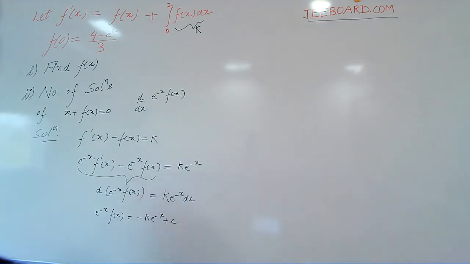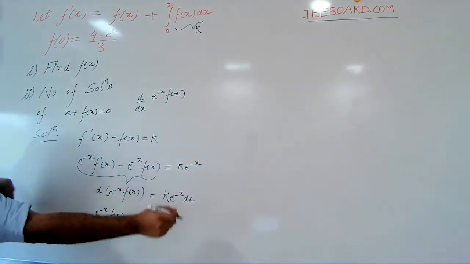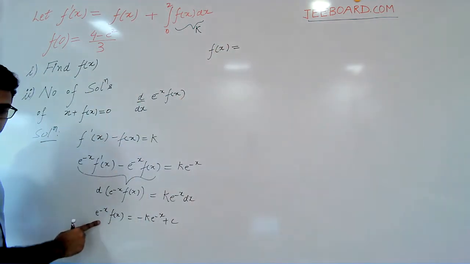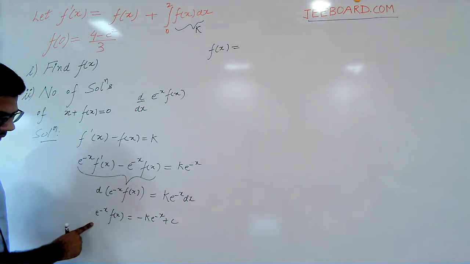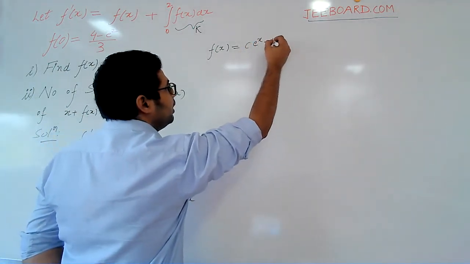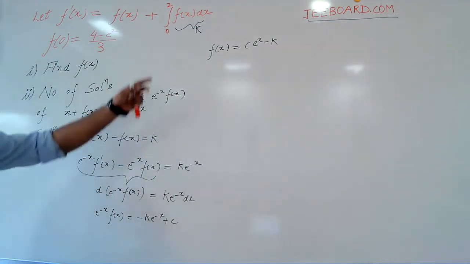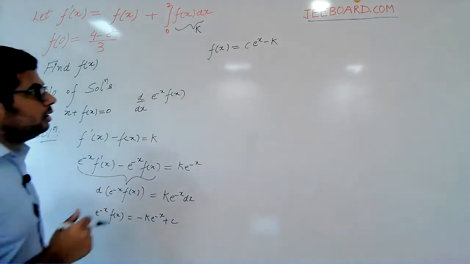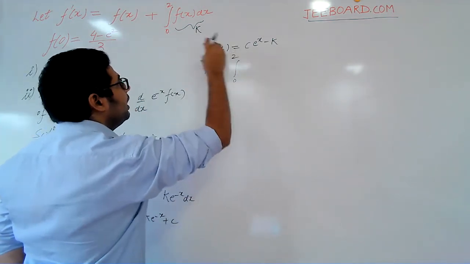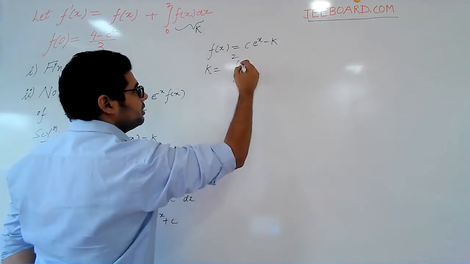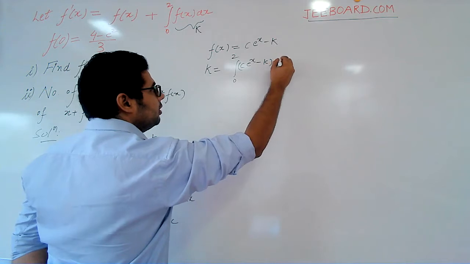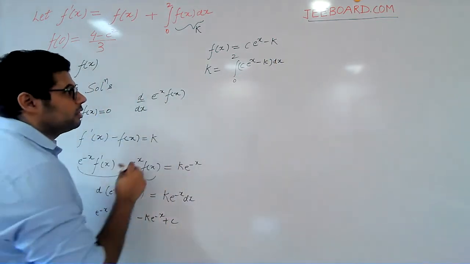So now, if you use these two things, let us see how we can do this. Because we know f x, let us write down f x here. So f of x for us is equal to, multiplying both sides by e raised to the power x, c into e raised to the power x minus k. Now this is f of x. And you know that k is this. So let's try to find the value of k. k equals the integral from 0 to 2 of f of x dx, right? Now f of x is c into e raised to the power x minus k, dx.